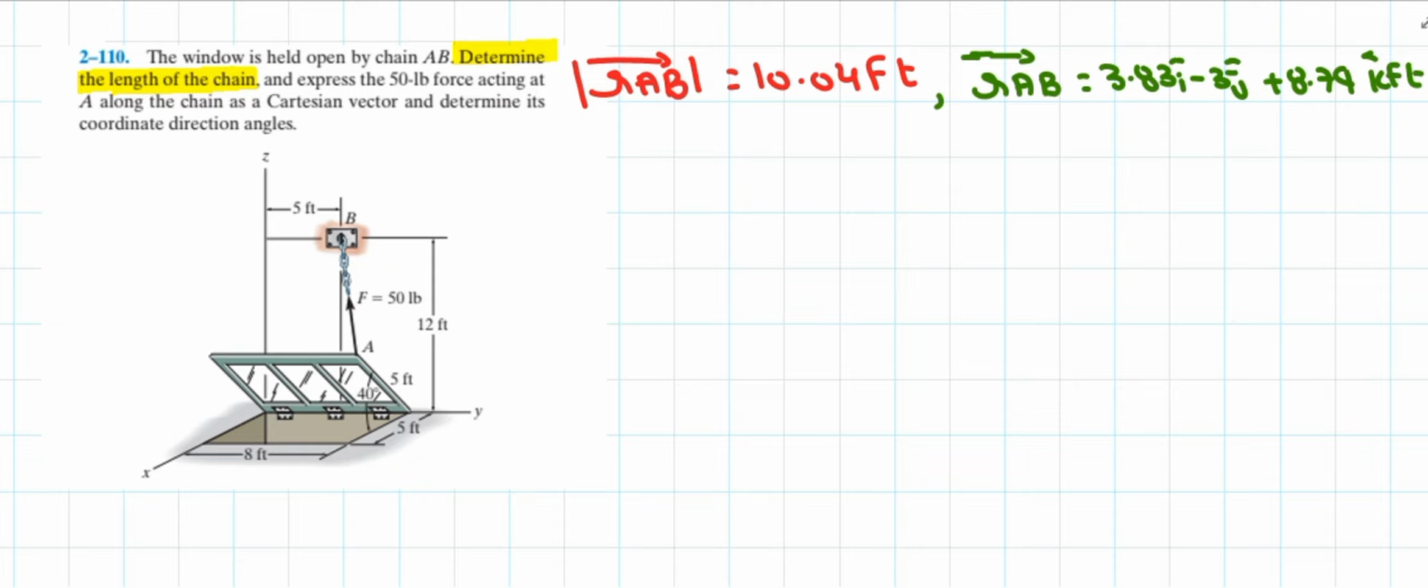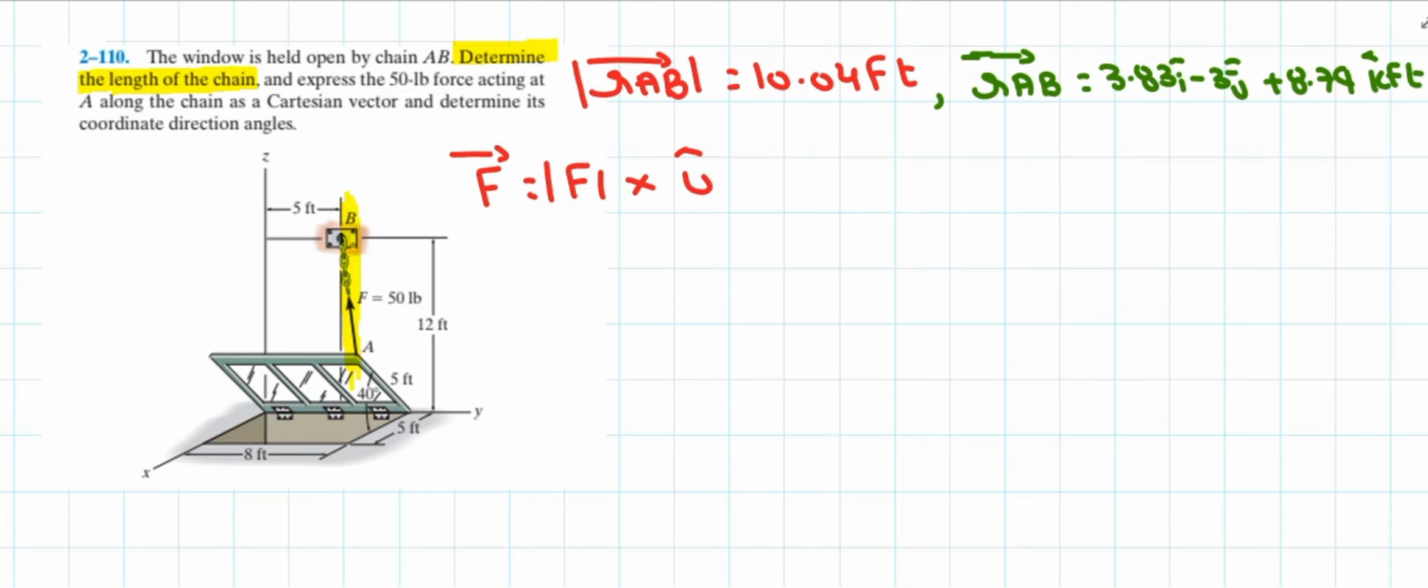Let me tell you something: if you have the magnitude of the force and where the force is actually acting, you can easily find the Cartesian form. How? Let me explain. The vectorial form of force F is equal to the magnitude of force F times the unit vector. What is the unit vector here? The unit vector represents where your force is acting. If you see the question diagram, your force is actually acting along the AB segment.